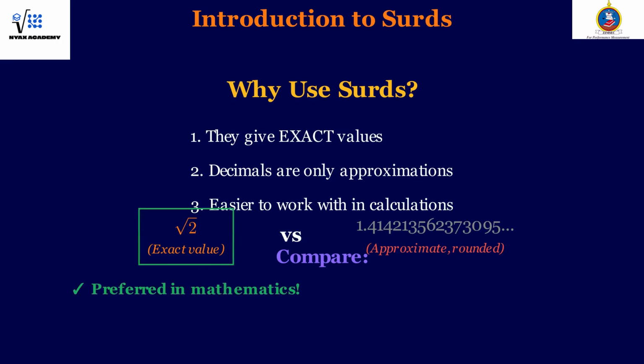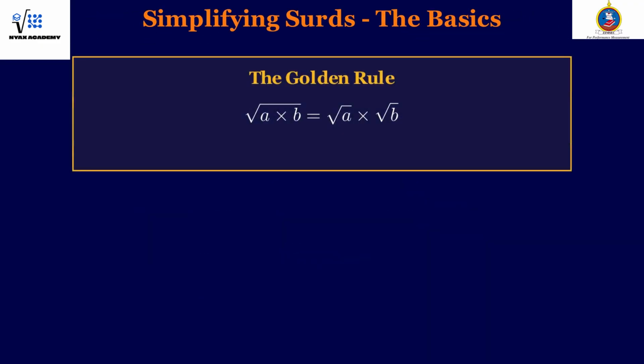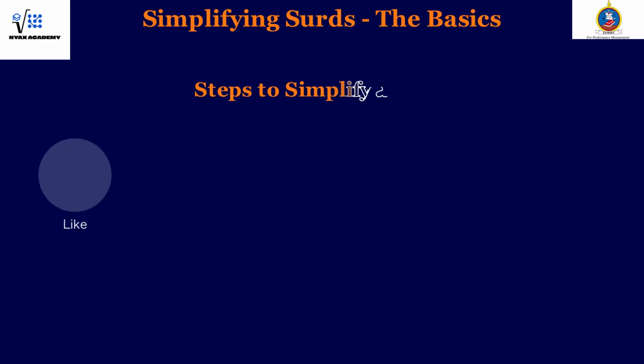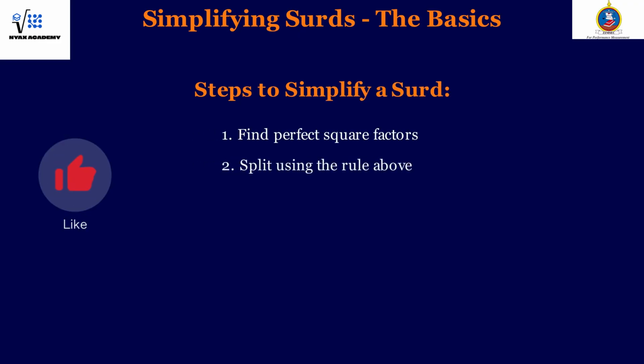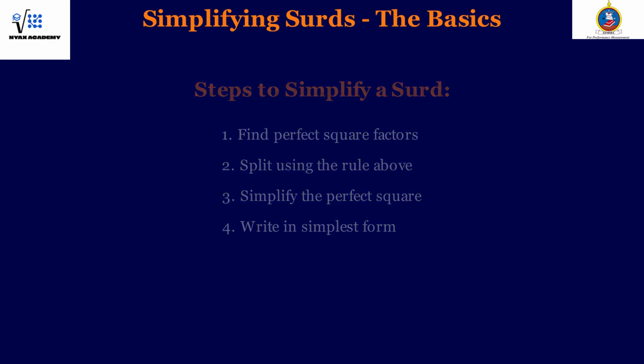we lose its true value. The basics of simplifying surds is that we can split a square root into its factors. For example, the square root of a times b can be split as the square root of a times the square root of b. The point of simplifying a surd is that you find the perfect square factors, split using this rule, simplify the perfect square, and write it in the simplest form possible.